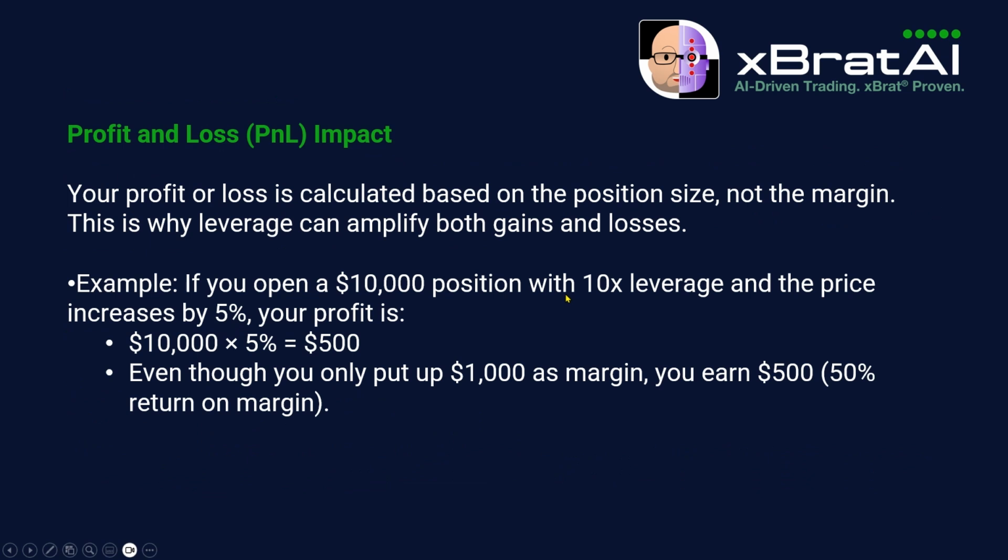So, profit and loss impact. Your profit or loss is calculated based on the position size, not the margin. This is why leverage can amplify both gains and losses. So for example, if you open a $10,000 position with 10x leverage and the price increases by 5%, your profit is $10,000 times 5%, which is $500. So even though you only put up $1,000 as margin, you'll be returned that $1,000 minus the $10 to get in, and then you'll earn $500. So that's a 50% return on your margin.